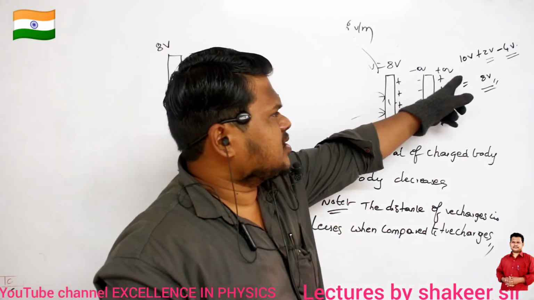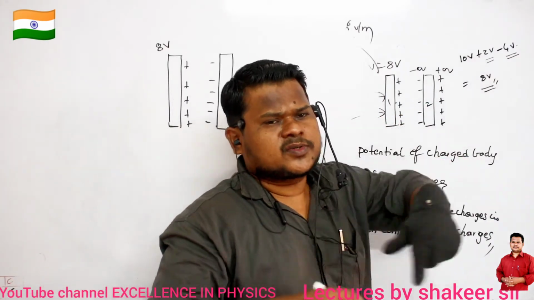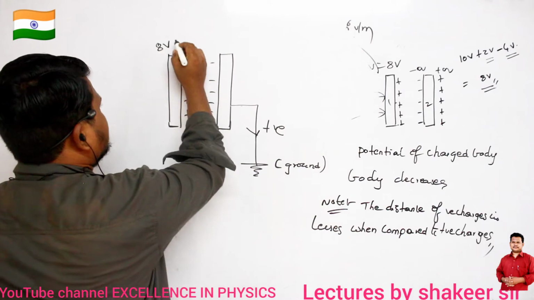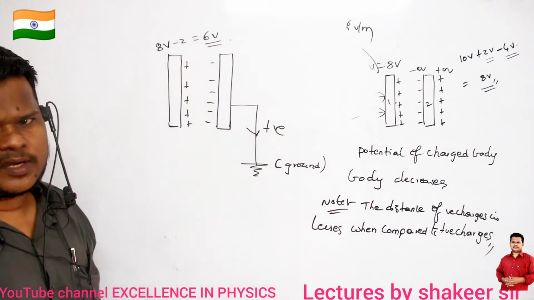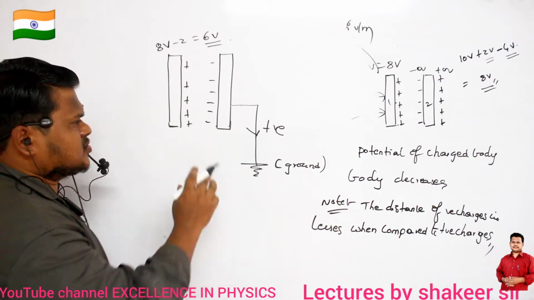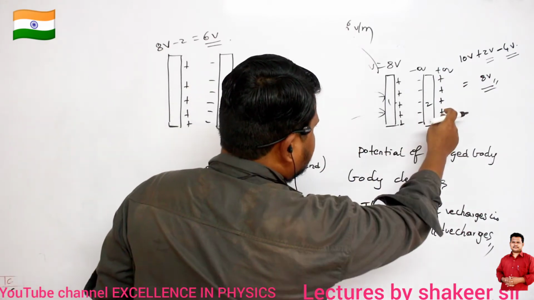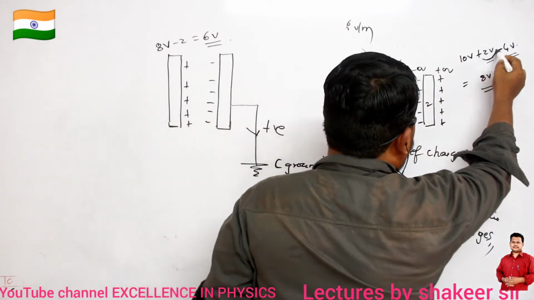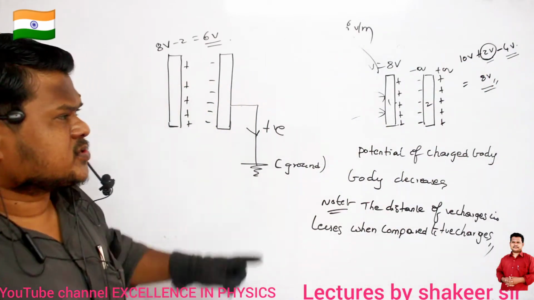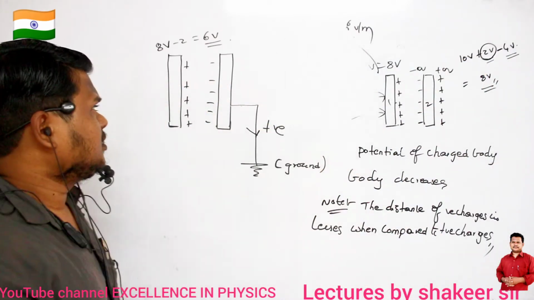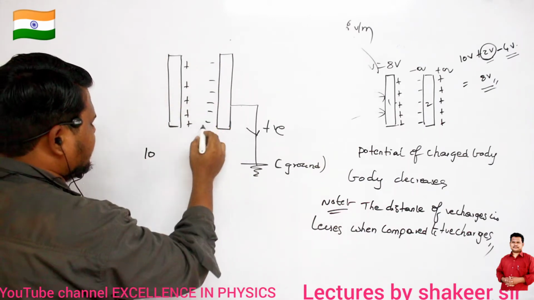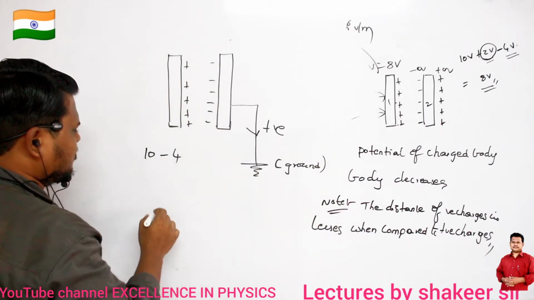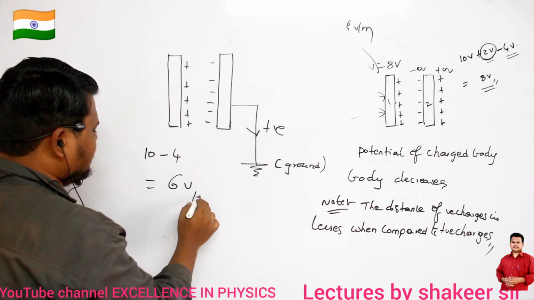Previously, what was the potential due to the positive charge? Plus 2. So this plus 2 has also reduced. So 8 minus 2 is how much? So now it is only 6 volts. Are you able to understand what is happening? Previously, because of these positive charges, the rise in potential was 2 volts. So that rise of potential will be gone. Now what is the total potential of this one? 10. Now because of this negative charge, the decrease in potential is 4 volts. So 10 minus 4 is only 6 volts.